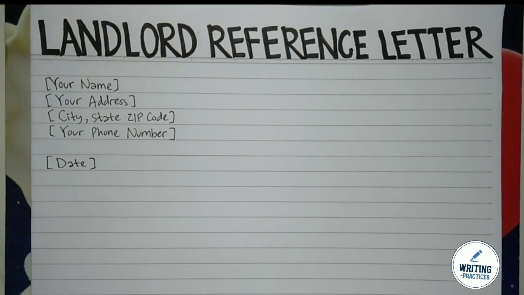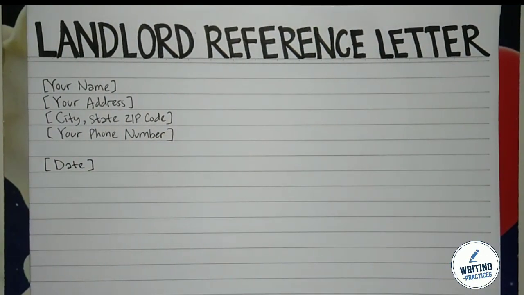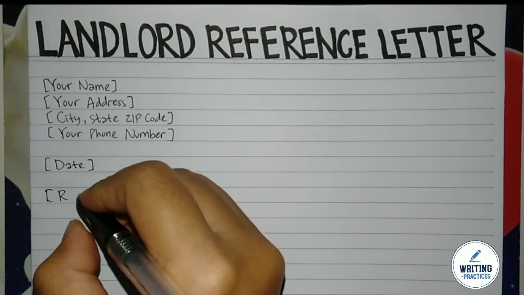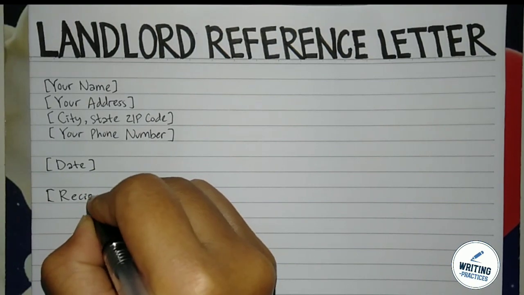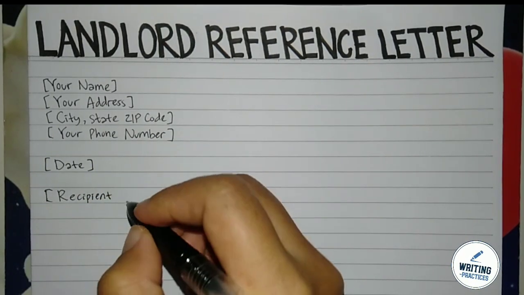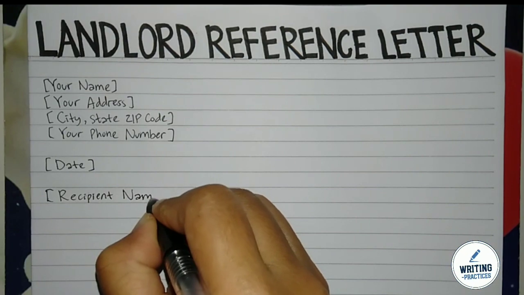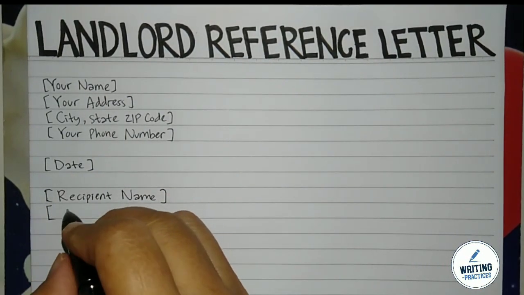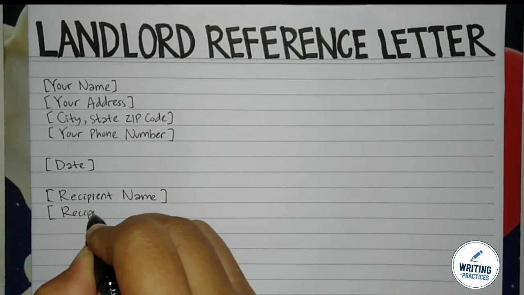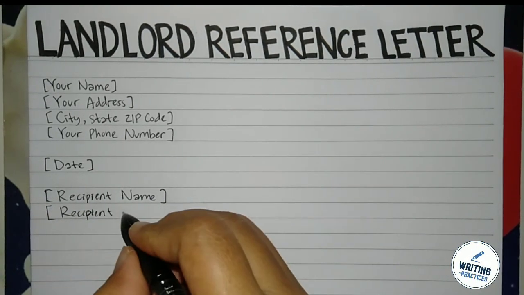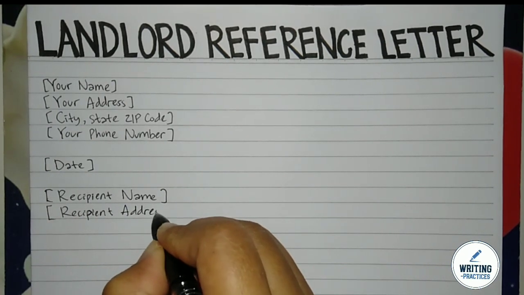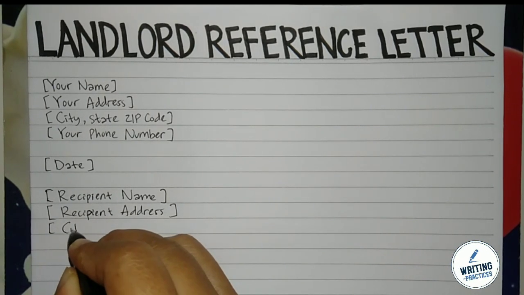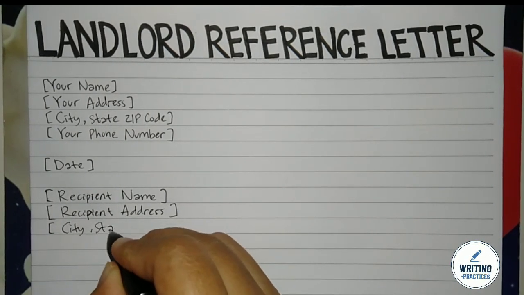After that, write the date of the letter. You can use the format of month, date, and year. For the next, write the information about the recipient. The recipient here is the new landlord that the tenant wants to rent the property from. You must write the full name and write the recipient's address. Include the number, street name, city, state, and zip code when you write the address.